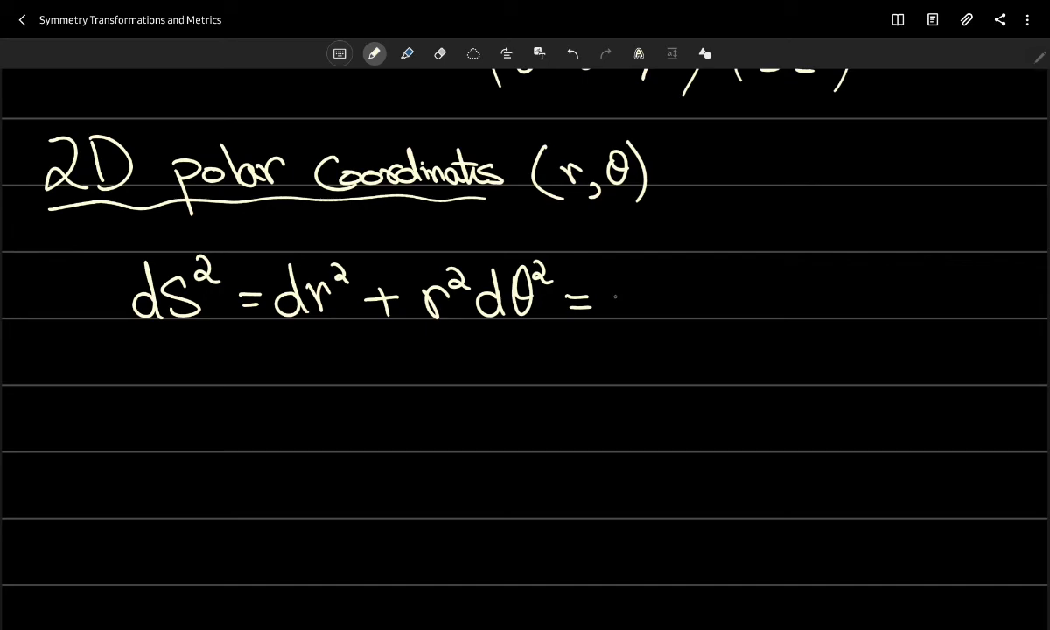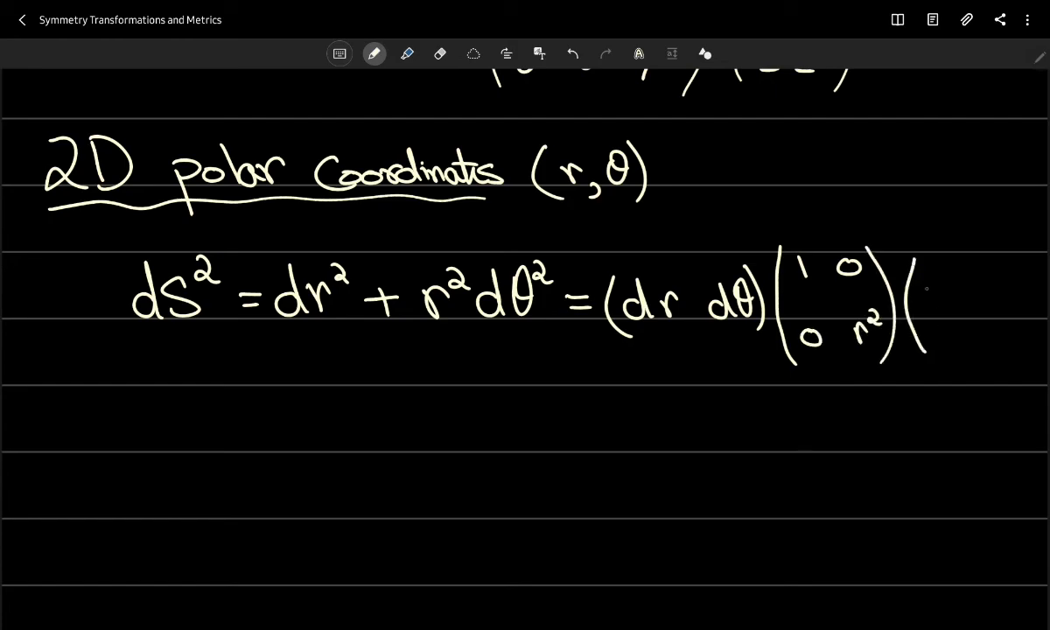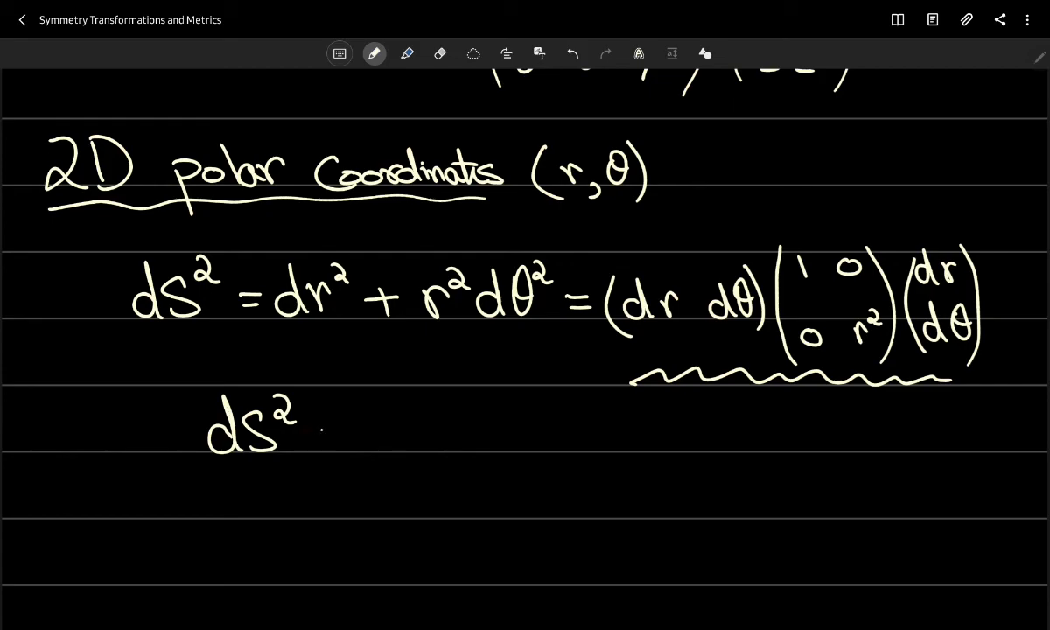That in matrix form could be written as this row matrix dr, d theta times this transformation matrix, that would be 1 0 0 r squared, times the column matrix dr, d theta, right? And this thing, with the help of the matrix, gives you this distance formula, that is ds squared is equal to dr squared plus r squared d theta squared, right?